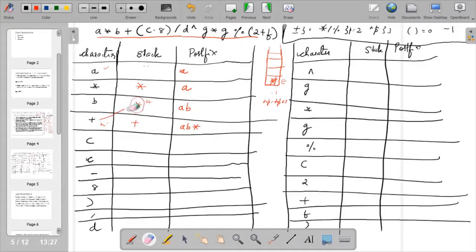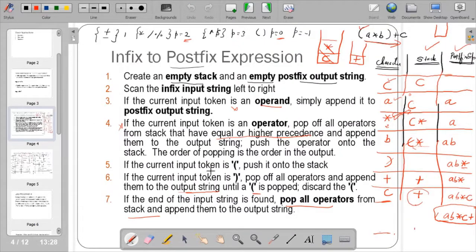You need to pop this and put it onto the postfix expression, and this operator needs to be pushed. So now you have just plus. Next you have an opening bracket. When you see an opening bracket, I'm just directly pushing it, no need to check. You might think this has higher priority than that, but in this concept, for the opening bracket we don't compare priority. It's told over here: if the current input token is an opening bracket, push it directly onto the stack.